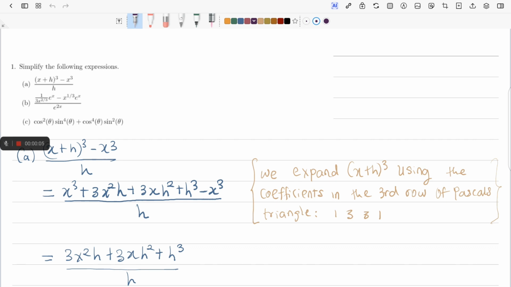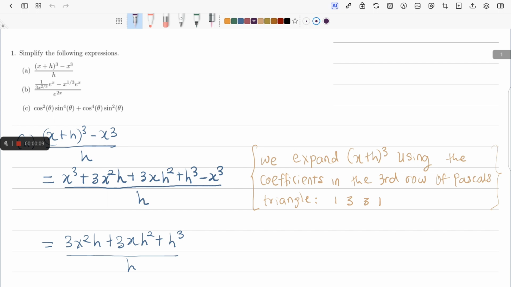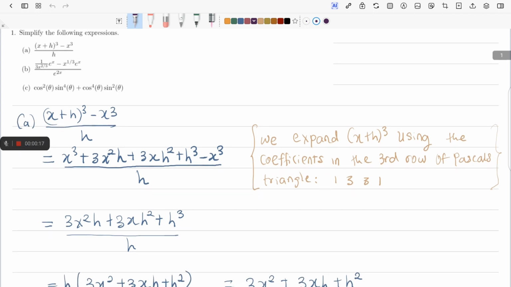Hello everyone, in today's video we'll be reviewing some calculus exercises. The first question has to do with simplification, and they are very straightforward. I'll just try to walk through the steps with you. So in A we have the expression (x + h)^3 - x^3, all over h.